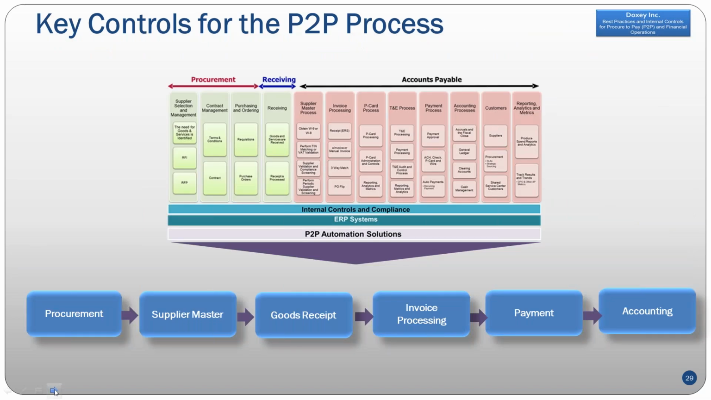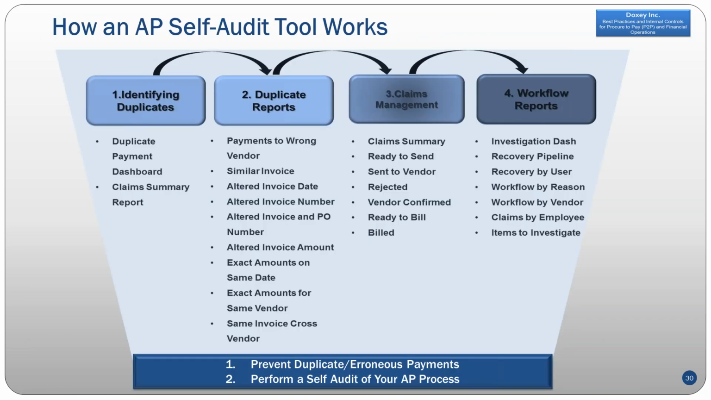So some of the key controls for P2P include procurement, supplier master, goods receipt, invoice processing, payment, and accounting. And we're not going to go into a lot of detail on those today, but there are some specific internal control standards that apply to each one of these areas.